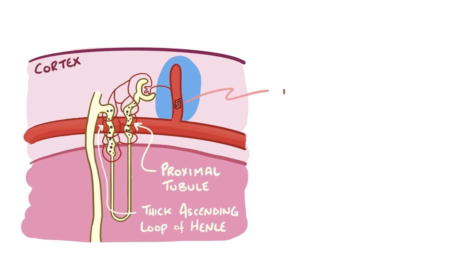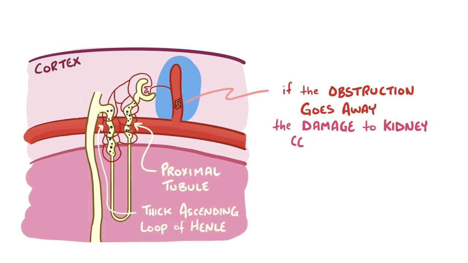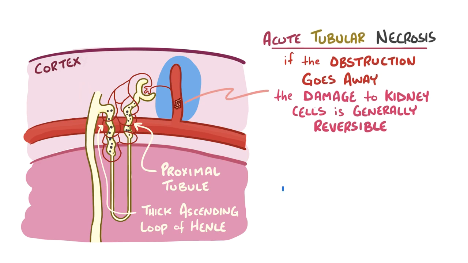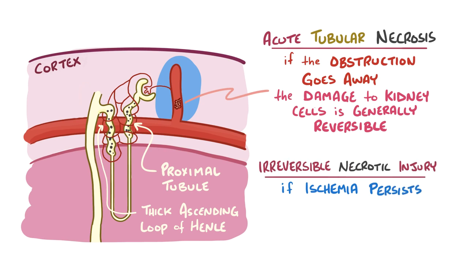Up to this point, if the obstruction goes away and normal blood flow is recovered, the damage to the kidney cells is generally reversible, and this is also known as acute tubular necrosis. If the blood flow isn't recovered though, and the ischemia persists, then the ischemic damage eventually leads to an irreversible necrotic injury to the renal cortex.